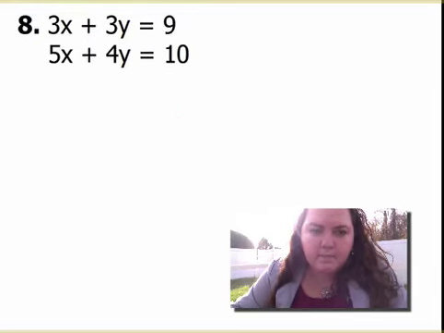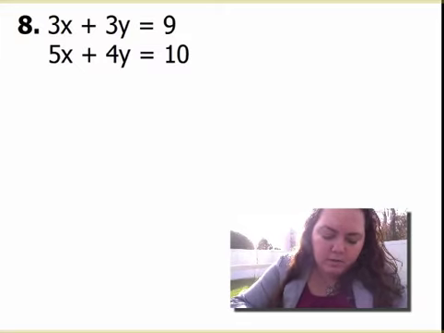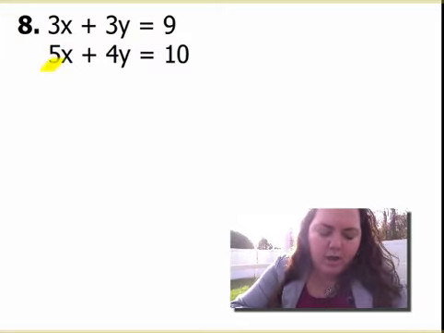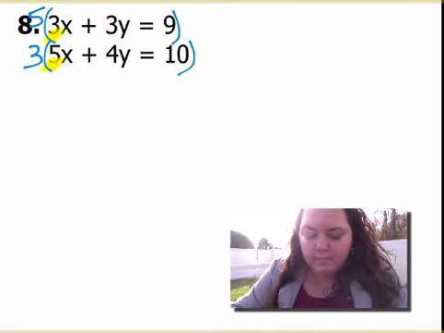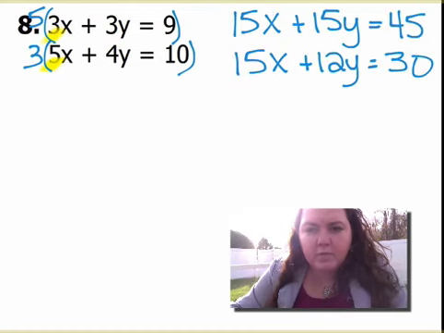Number 8. If I look, okay, my x's don't match, my y's don't match. And I don't have one where it's just by itself. So what I'm going to do is I'm going to multiply the first equation by the first number and the other equation. So I multiply by 5 to the first equation, multiply by 3 to the other equation. Okay. So that gives me 15x plus 15y equals 45. And then 15x plus 12y equals 30.